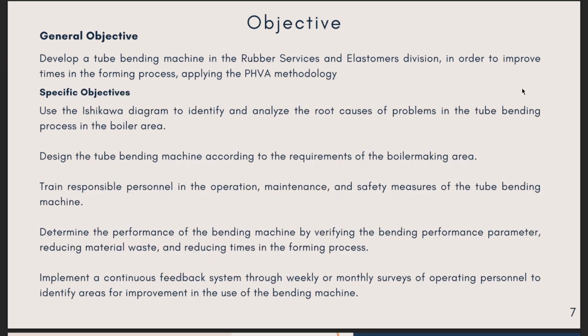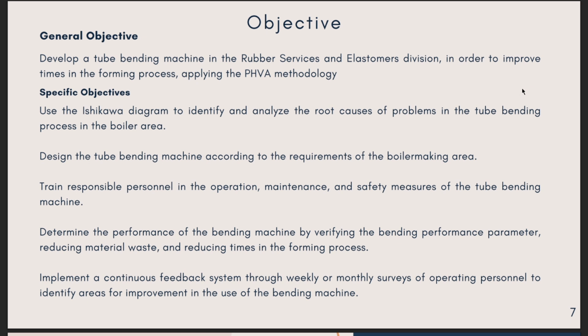The objective is to develop a tube bending machine in the Rubber service and assembly division in order to improve times in the forming process, applying the PHVA methodology. The specific objectives: use the Ishikawa diagram to identify and analyze the root causes of problems in the tube bending process in the boiler making area.